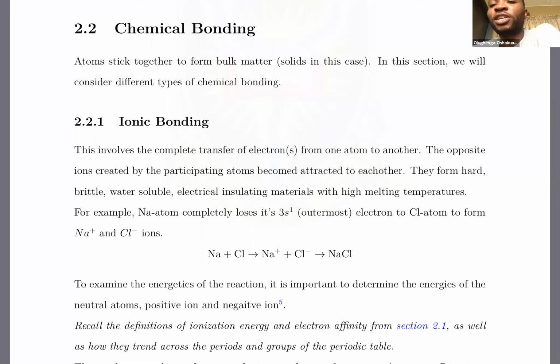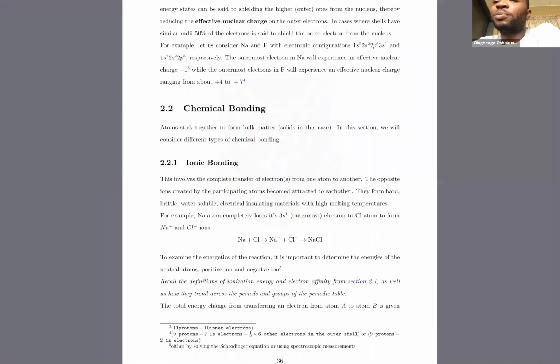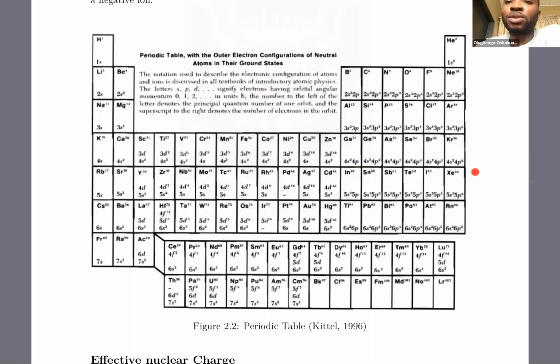So in ionic bonding, there is complete transfer of electrons from one atom to the other. From the definition of ionization energy, the energy required to remove 1 electron from an atom, the energy increases as we move on the periodic table. The ionization energy increases as we move in this direction. It increases as we move like this, and it also increases as you move like this. That means it reduces in this direction. So that's secondary school level.